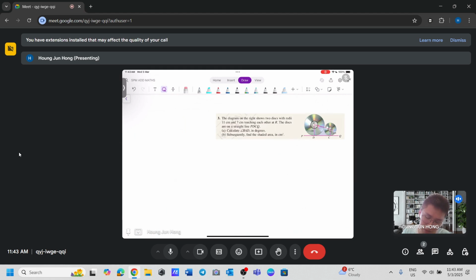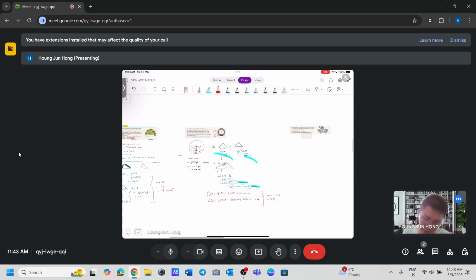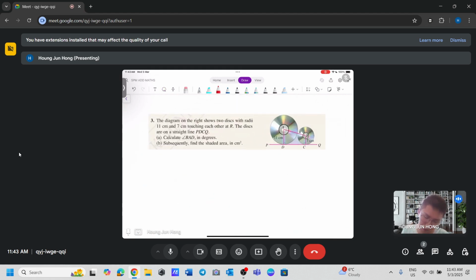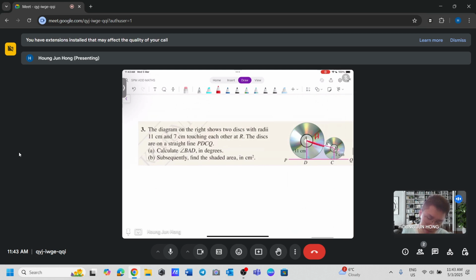Let's see what happened over here. For this question, we are having 2 discs, radius 11 and 7, and they touch each other. They are said to be on a straight line PQ. I think it should be okay, not very hard.